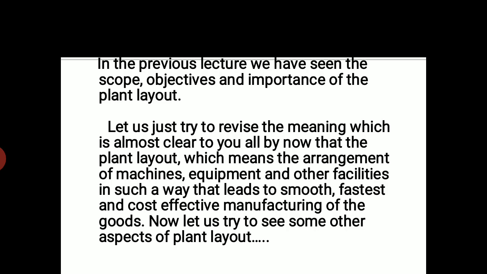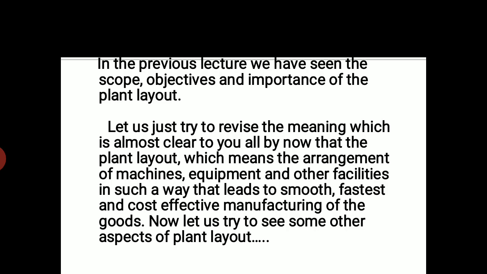Now, if by chance you are just viewing this video lecture and you have no idea what plant layout is, then let us revise the meaning one more time, so that whatever we are going to do today, we can find the relativity very easily. Plant layout means the arrangement of machines, equipment and other facilities in such a way that leads to smooth, fastest and cost-effective manufacturing of the goods.